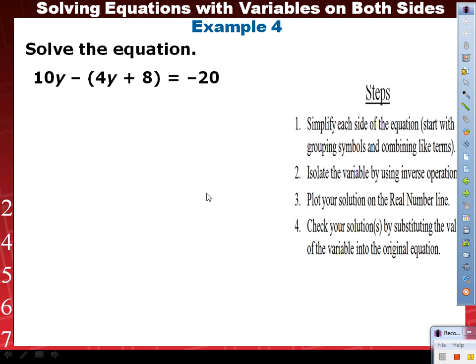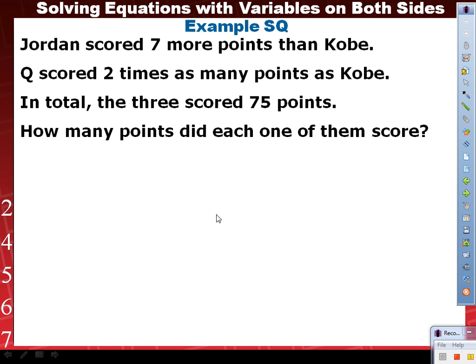One more of these? All right, here we go. Copy this one. Example super cube. Copy that, please. Yes, write it down. No, just copy the black text.